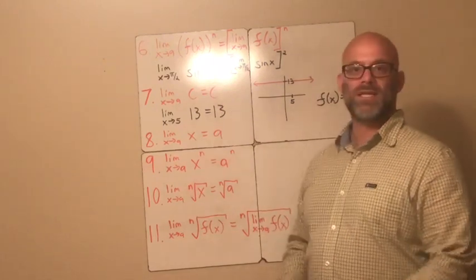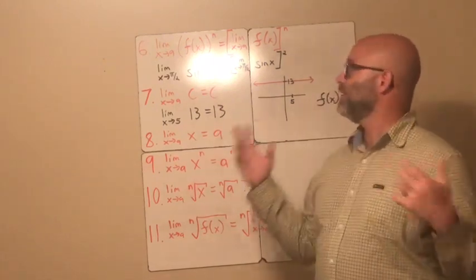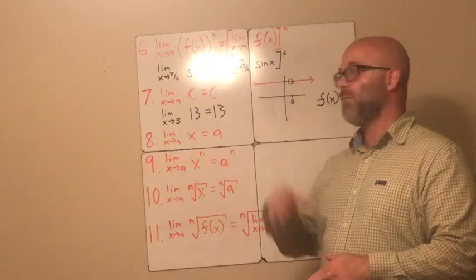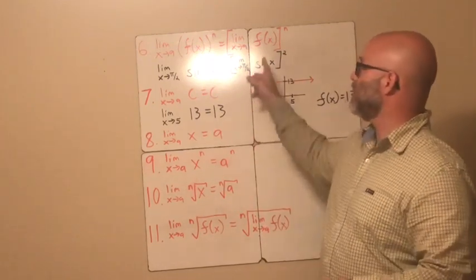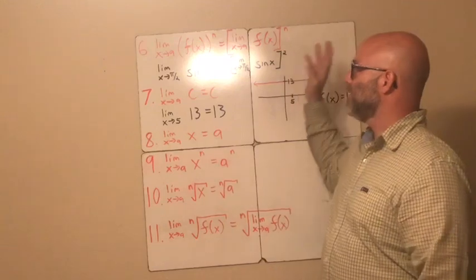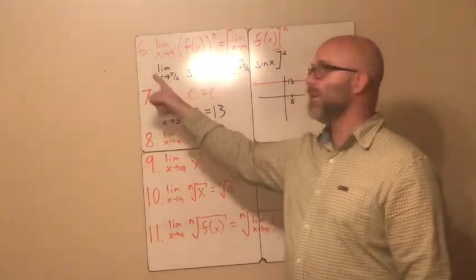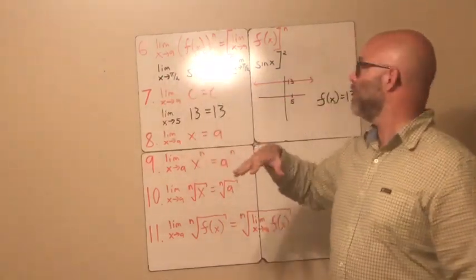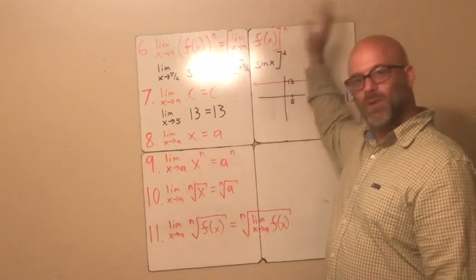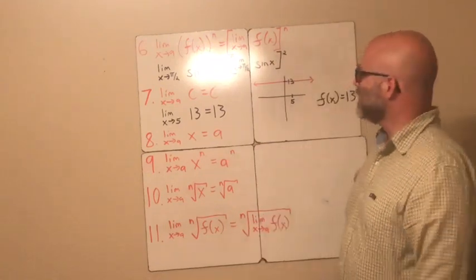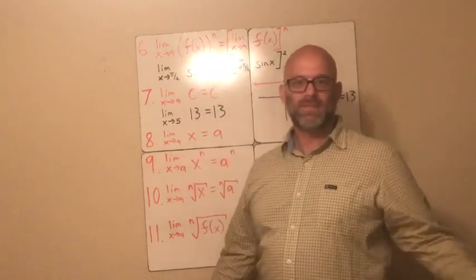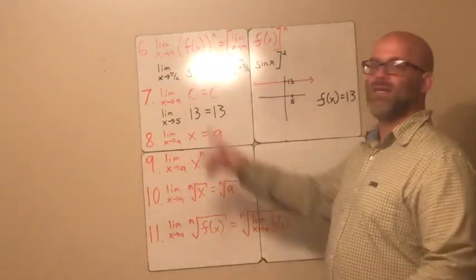Number 1, the limit as x approaches a of a function f of x raised to the nth power is equal to the limit as x approaches a of f of x, to the nth power. The limit of a function raised to a power is equal to the limit of the function raised to that power. Kind of intuitive. Let's look at an example.